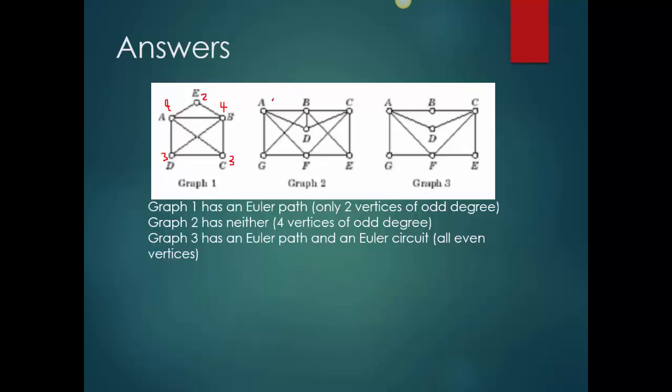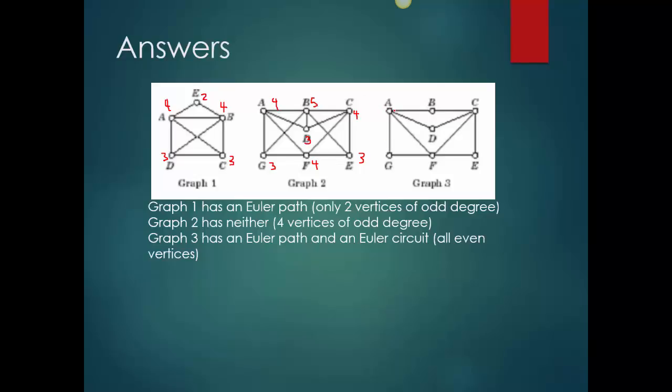Same thing here. A has 4, B has 1, 2, 3, 4, 5. It's a big one. C has 4, D has 3. I'm just going to write a 3 on top of it. E has 3, F has 4, and G has 3. Okay. I have 3, 3, 3, 5. There's 4 odd degrees, which says no Euler circuit, no Euler path.